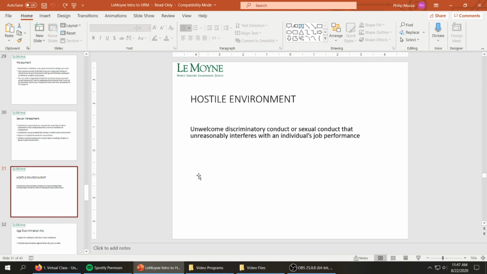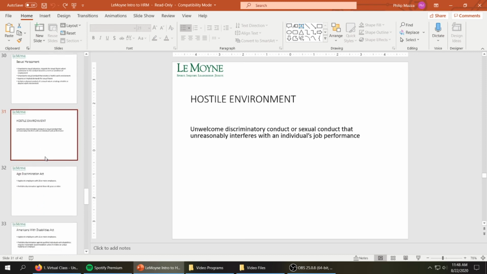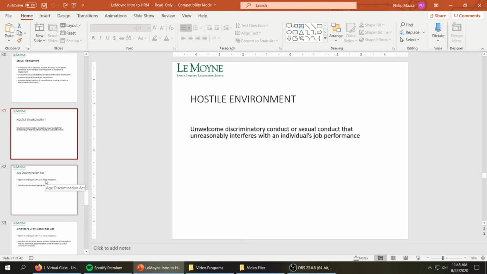Hostile environment is one aspect of sexual harassment, and you will see the definition here: unwelcome discriminatory conduct or sexual conduct that unreasonably interferes with an individual's job performance. Hostile environment is the largest form of sexual harassment currently. The other form of sexual harassment is quid pro quo, and that is secondary in terms of complaints to the EEOC and New York State DHR.